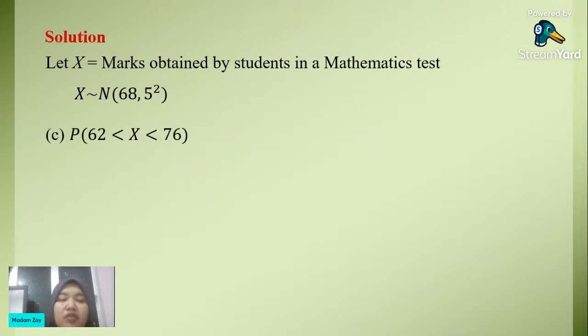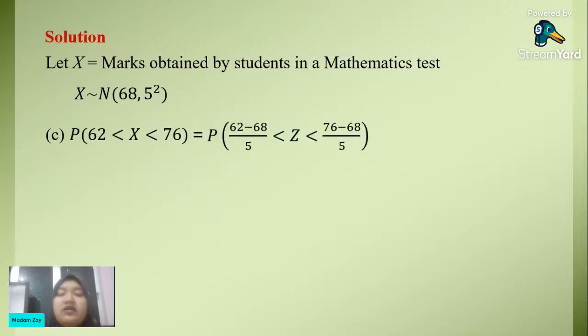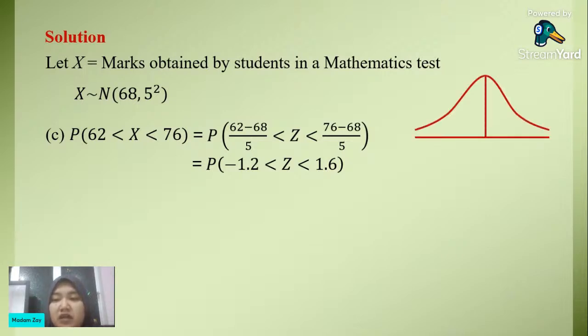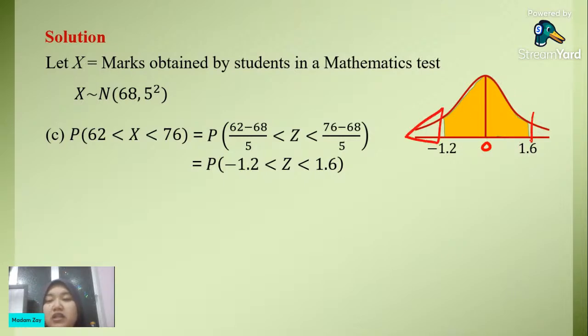And then for question C, probability of x in between 62 and 75. Standardizing, we get probability of z in between -2 and 1.6. So where do we have this area? Our bell-shaped graph here with 0. -1.2 is on the left side of 0, and 1.6 is on the right side of 0. So how do we take the probability in the middle? We will take out the smaller triangle.